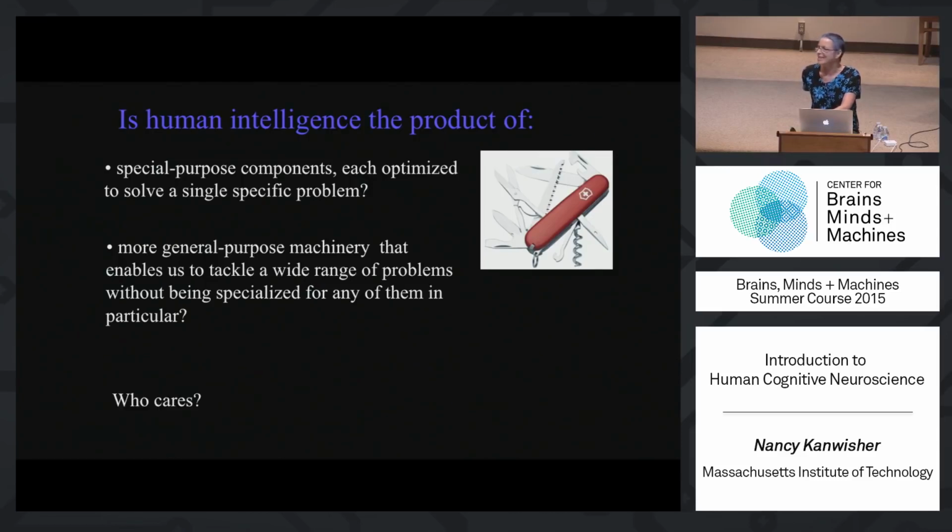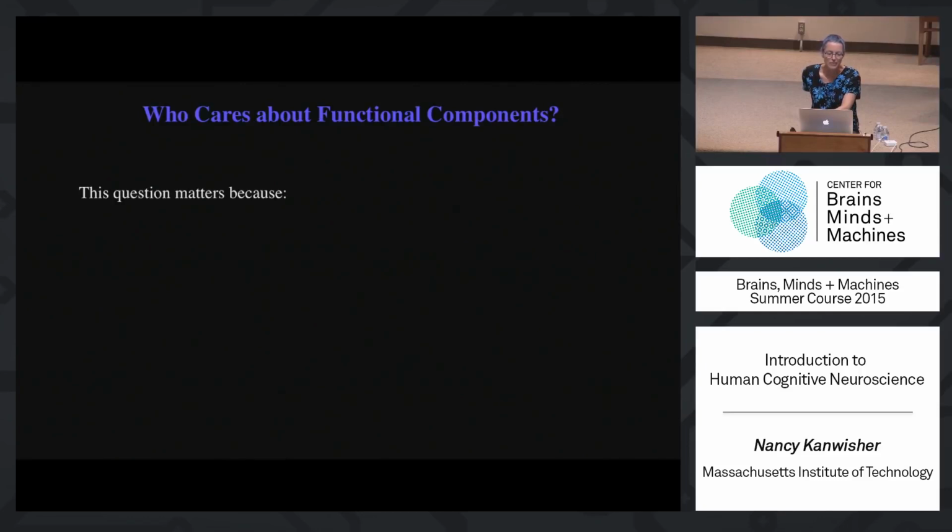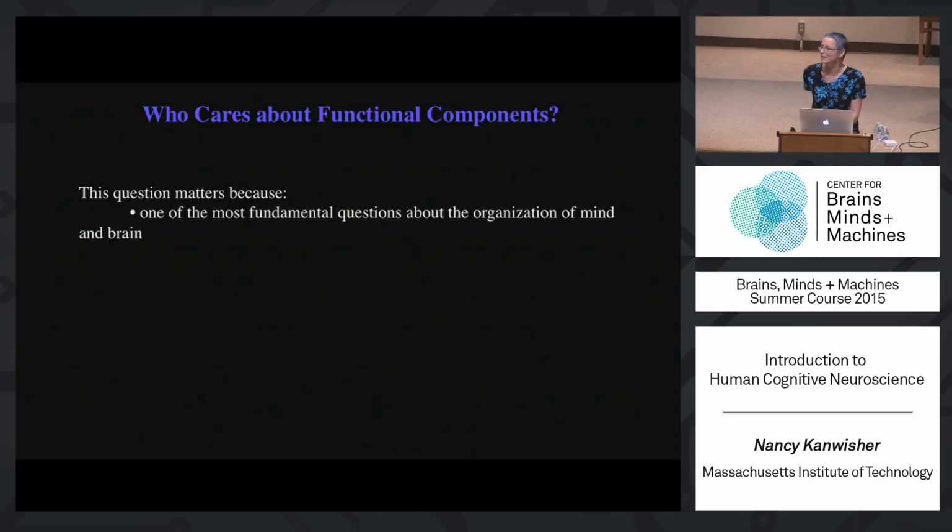Before we get into that, who cares? And I'd say, first of all, this kind of macro level question about functional components of the human mind and brain matters for a bunch of reasons. First of all, I just think it's one of the most basic questions we can ask about ourselves, about who we are, is to ask what the basic pieces are of our minds.